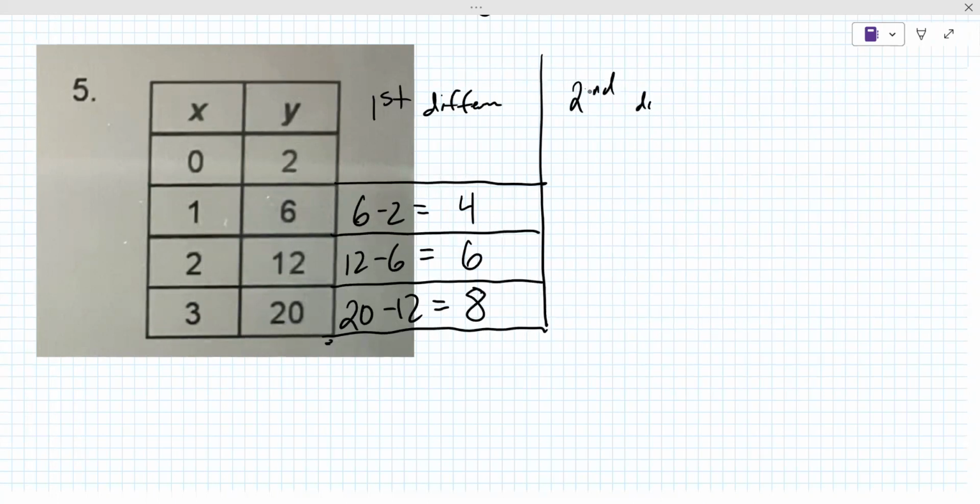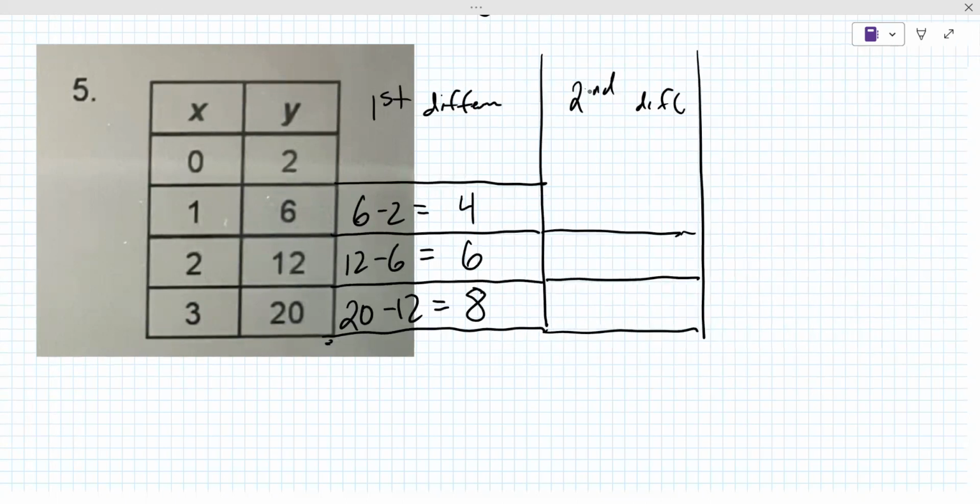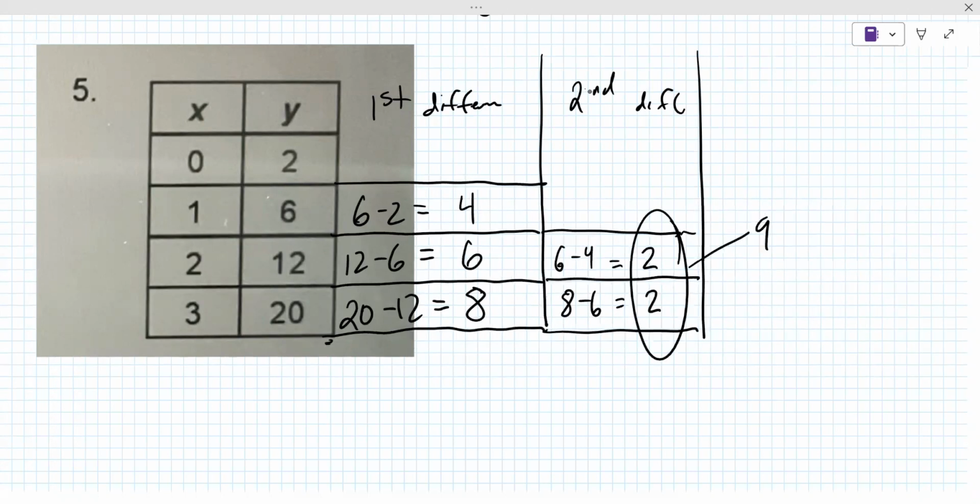So now the second difference, you use those new numbers, so you can only get two of them now. But what would the second difference be? 2. Since they are the same, since the second difference is the same, this is quadratic.